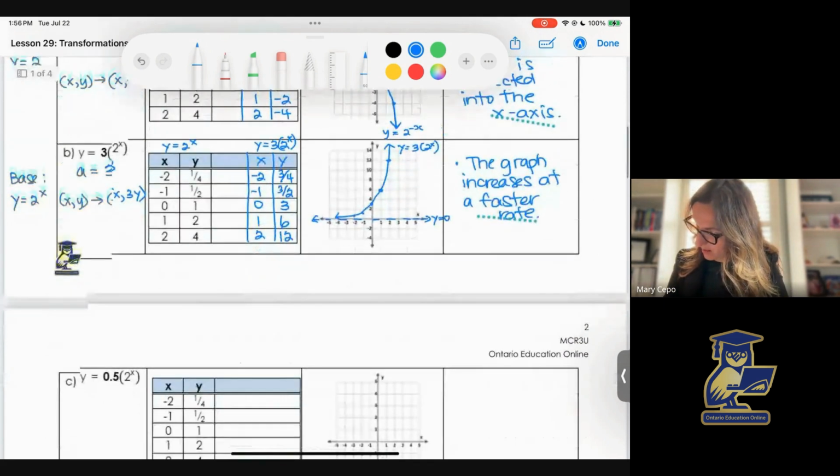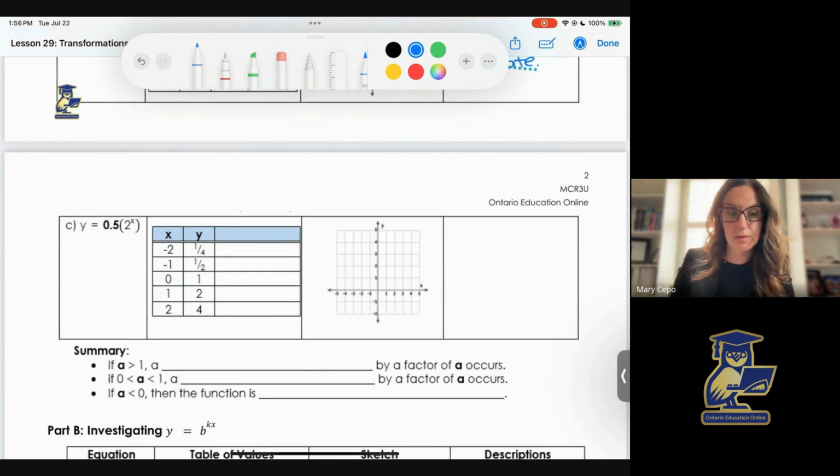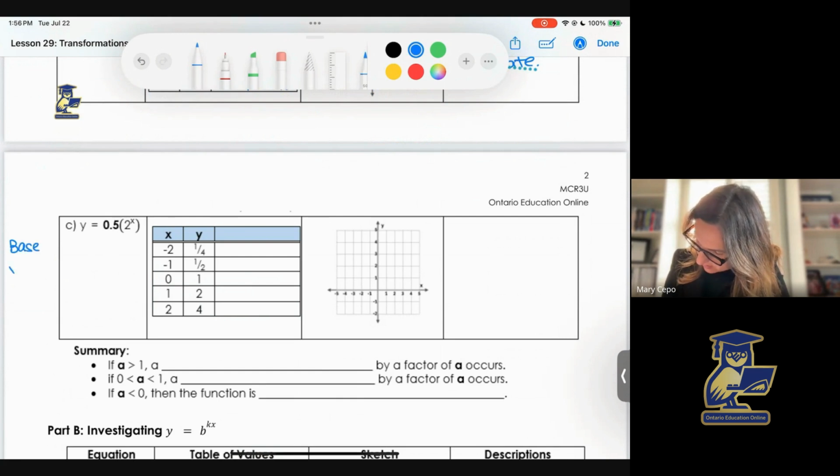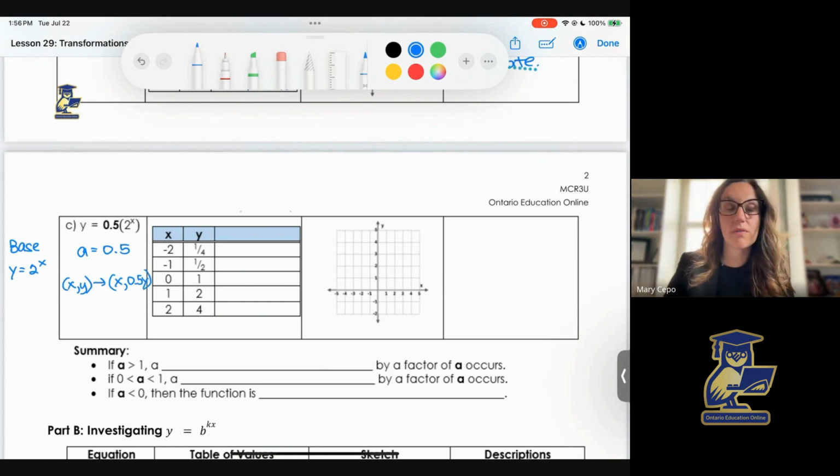Okay, moving on. What happens when the a value is a number between 0 and 1? So something like 0.5. So again, always identify the base function. Okay, and from there, a is equal to 0.5. So that means each y coordinate specifically is going to be multiplied by 0.5. Okay, we know a value of a that's between 0 and 1 would result in a vertical compression by a factor of 0.5. So we're going to observe what the graph will look like.